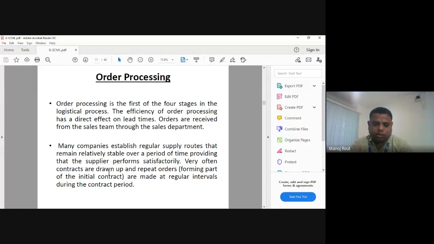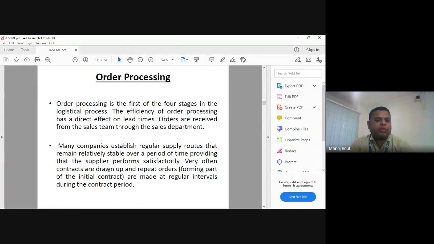So, you know, the sales department is responsible for making the invoice. Then the next is the bill of materials, for receiving a number of demand information from potential customers, and they make a blueprint for increasing sales and maintaining compression of your lead times. The next is that many companies establish regular supply routes that remain relatively stable for a period of time, provided that the supplier performs satisfactorily. Very often contracts are drawn up and repeat orders are placed.